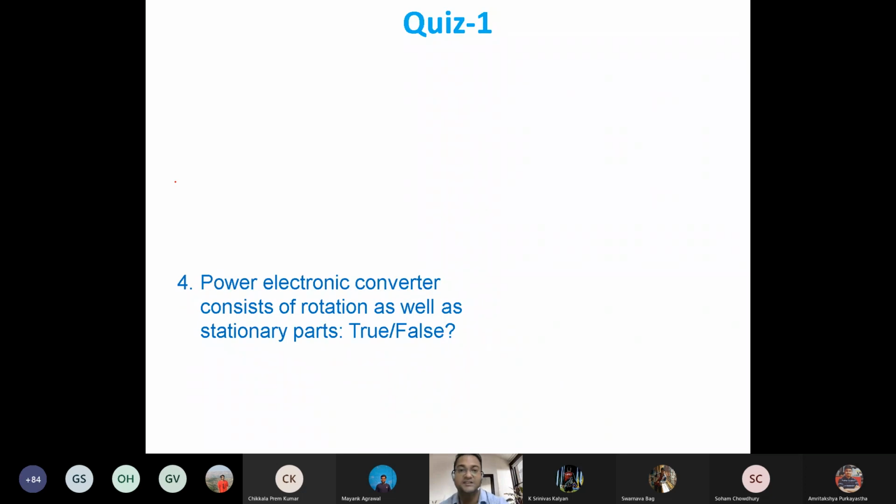Just give me the answer, maybe in the chat box, or you can tell me on the mic also. First question: a power electronic converter consists of rotating as well as stationary parts. Is it true or false? What do you think?